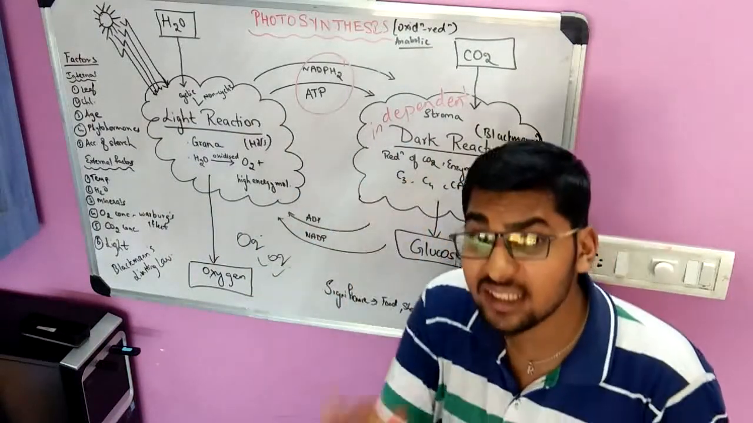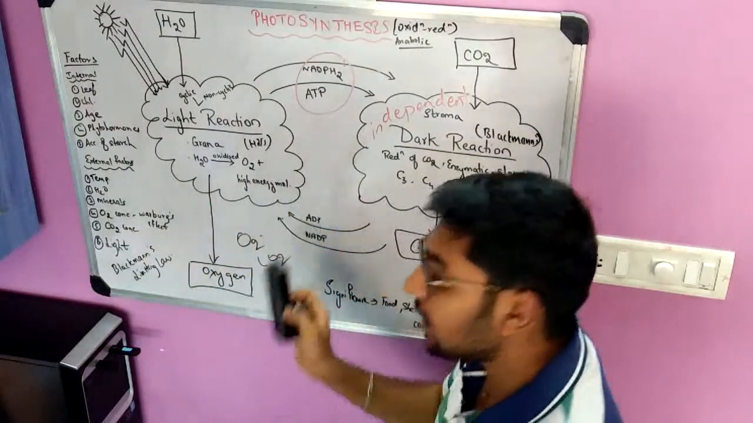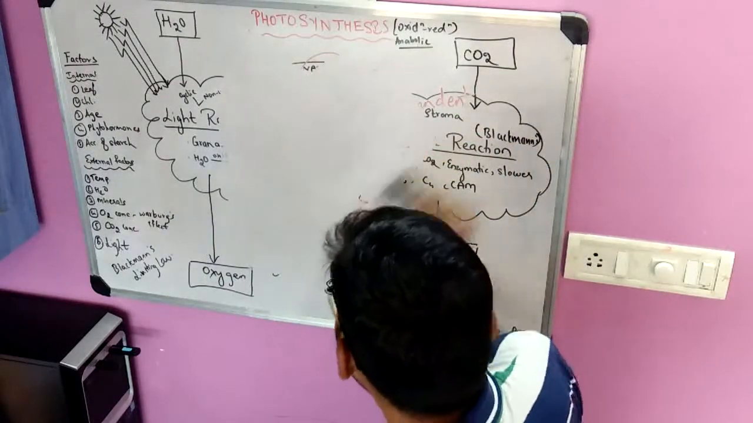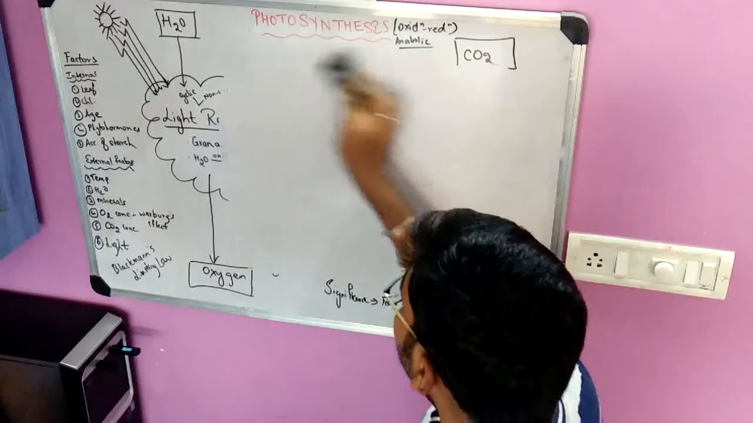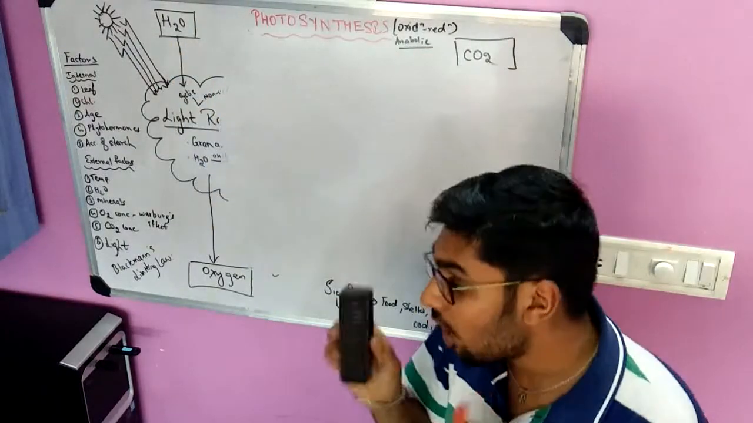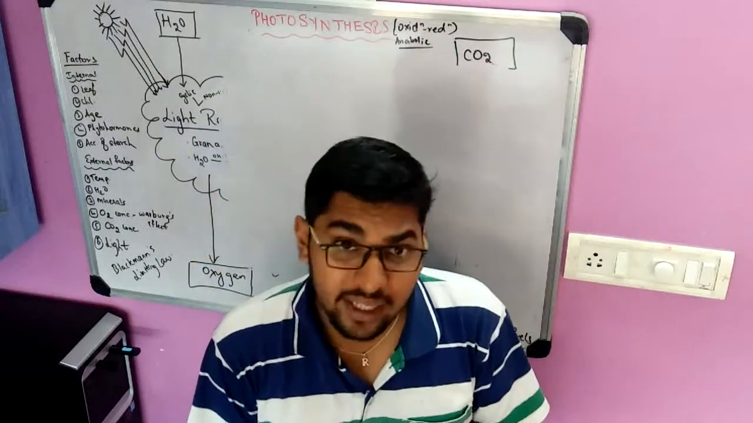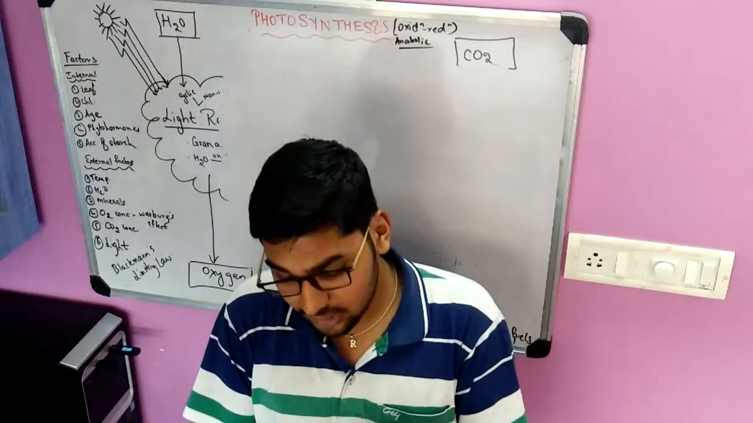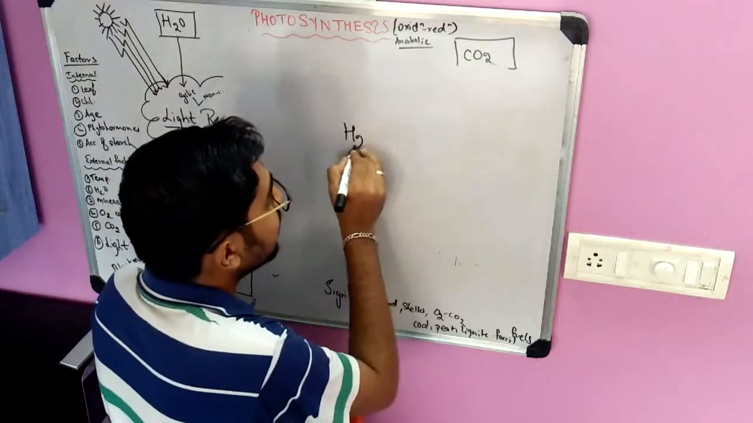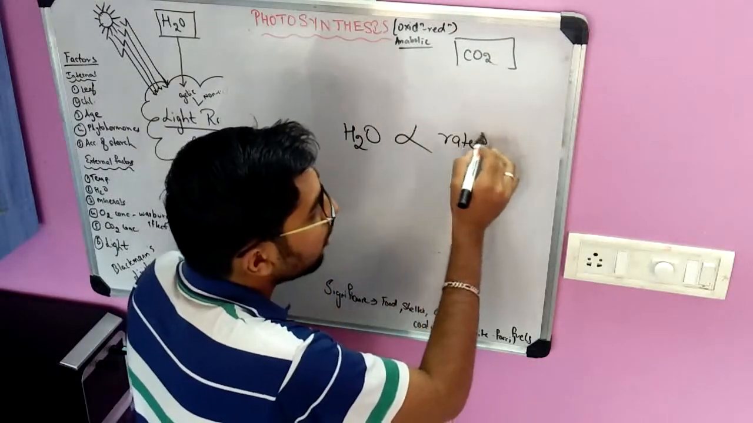What are the factors that are responsible for photosynthesis? We are going to study those things. So the first factor that I am going to say is about water. As I mentioned here, water is also very essential, right? So when water is present, the rate of photosynthesis is very high. That is very important. Water is directly proportional to the rate of photosynthesis.